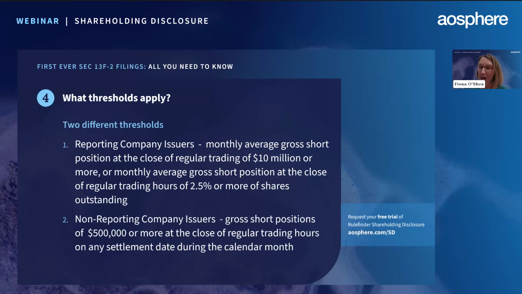The rules do specify the thresholds at which short positions in the covered securities need to be reported. The key issue here is that there are two different thresholds. For reporting company issuers, you've got the $10 million threshold or 2.5% of outstanding shares. But then you've also got a lower threshold for non-reporting company issuers of just $500,000.